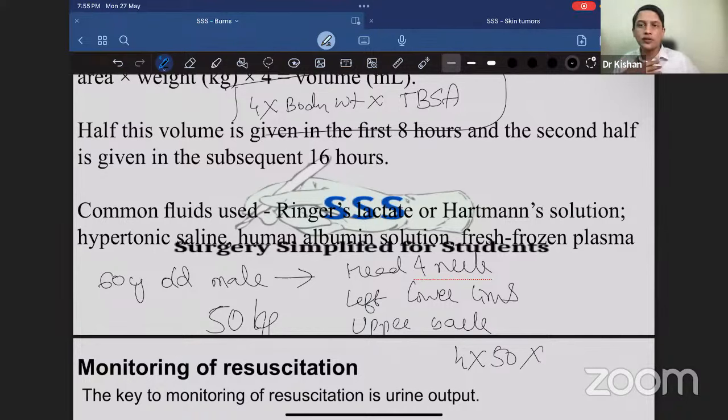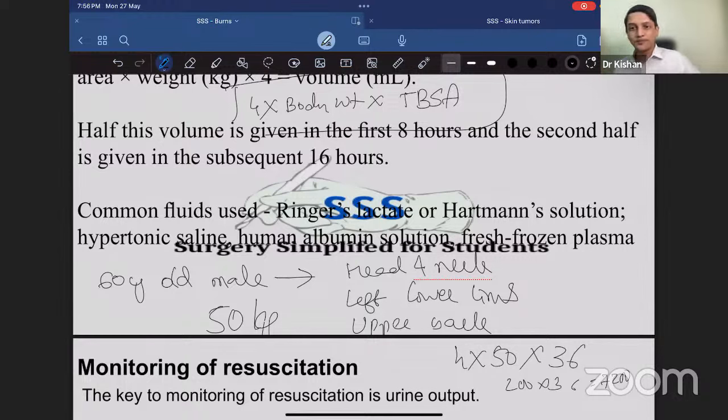Head and neck constitutes 9%. I made it very simple for you. Left lower limb completely is 18%. So 18, 27, and upper back is 9%. So total 36%. Okay. So 50 into 4, 200. Okay, 200 into 36. How much, I don't know. You tell me. 200 into 36. 7,200. Okay, 7,200 is the right answer.